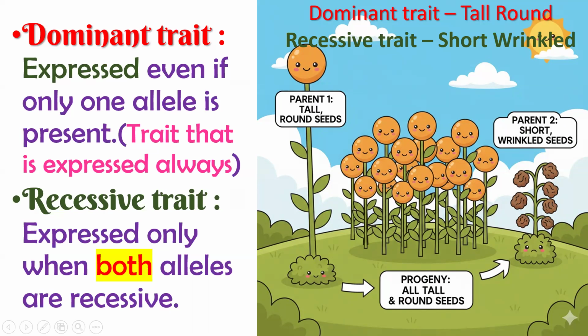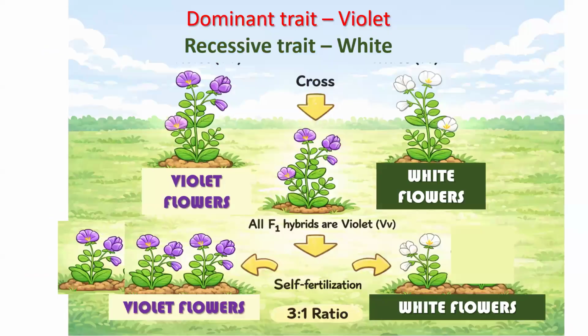This is an example of tall, round and short, wrinkled. Here the dominant trait is tall, round and the recessive trait is short, wrinkled. So that which is always expressed is the dominant trait. That which is expressed only when both alleles are recessive, we call the recessive trait. So that is the dominant and the recessive trait.